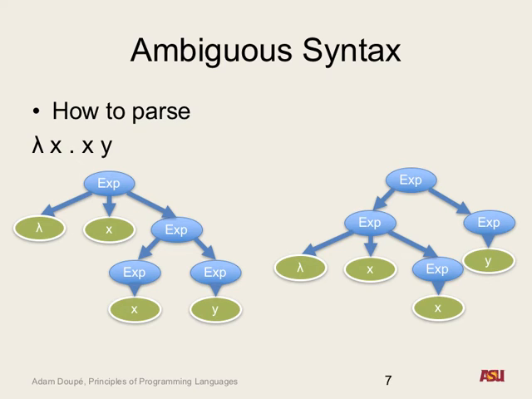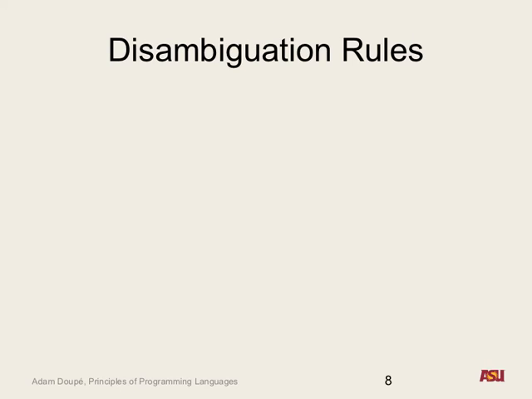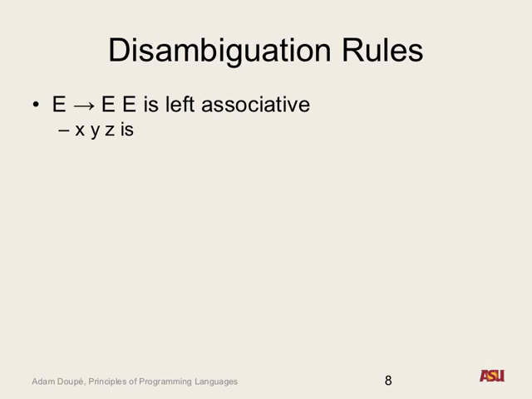Okay, so we're not going to change our syntax rules. We are going to add some disambiguation rules outside the grammar. These are important. These are going to be something that we all agree on by fiat, because I said so, right? So the first one: if we have e goes to ee, it's going to be left associative. So using parentheses to disambiguate, when we see x, y, z, we know that it's going to first do x, y, and then z. This is how it's going to parse.